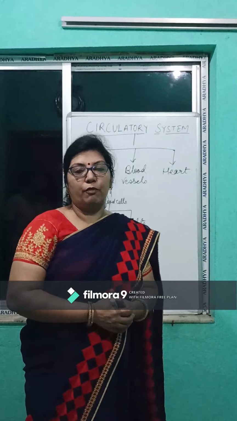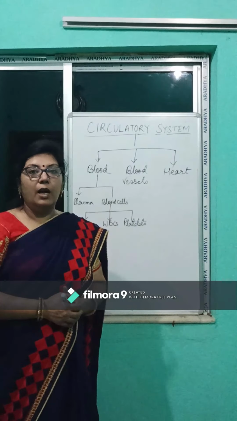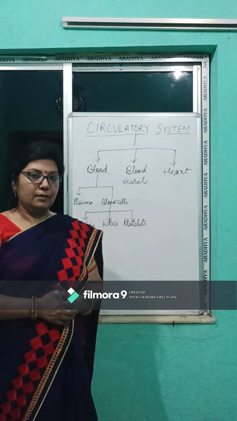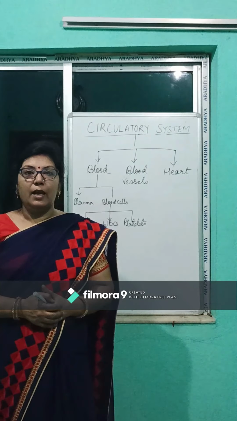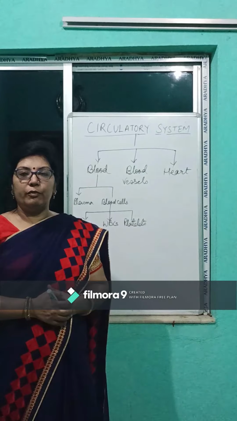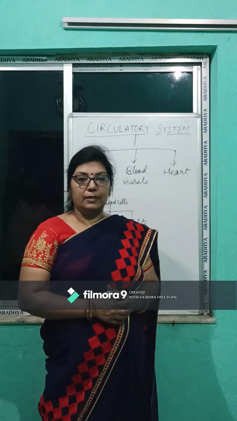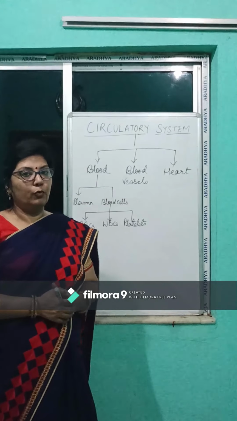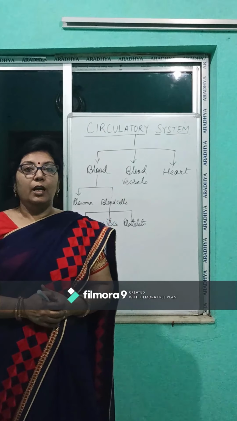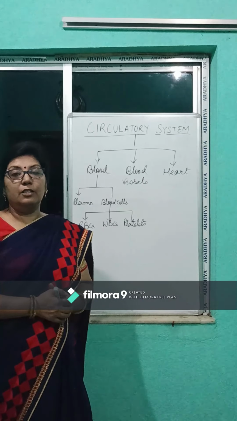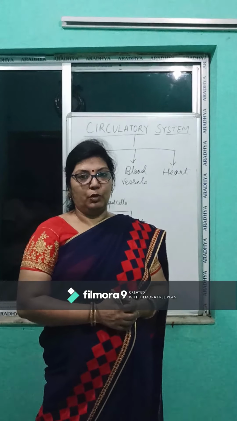Now let's discuss the function of the blood. First, it distributes digested food and oxygen to the body cells. Second, it collects carbon dioxide from the body cells and sends it to lungs and removes it out of the body. Third, it collects the waste from the body cells and sends it to kidney. Fourth, it regulates the temperature of the body. Fifth, it fights against the germs and thus helps as the soldiers of the body.